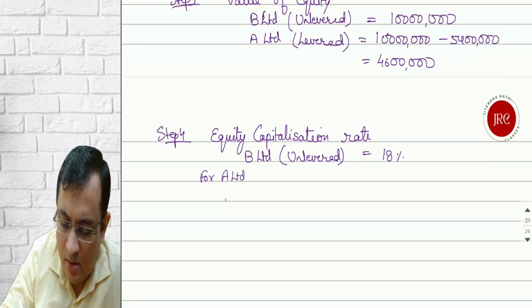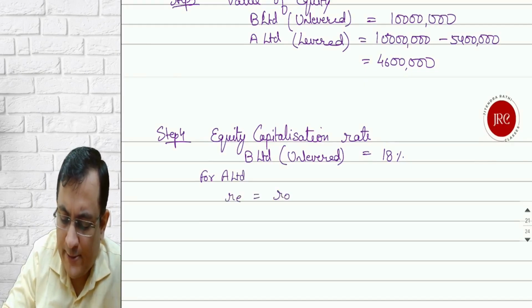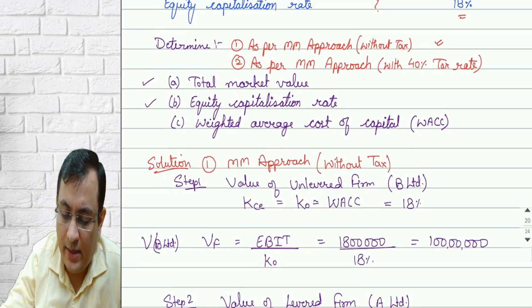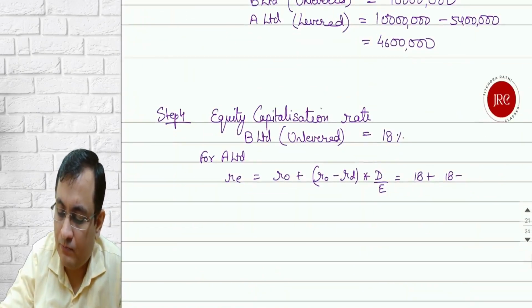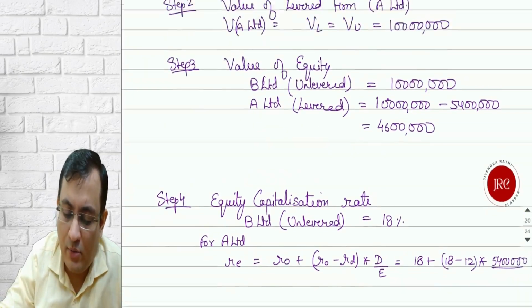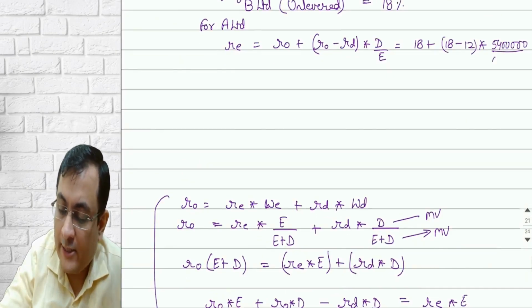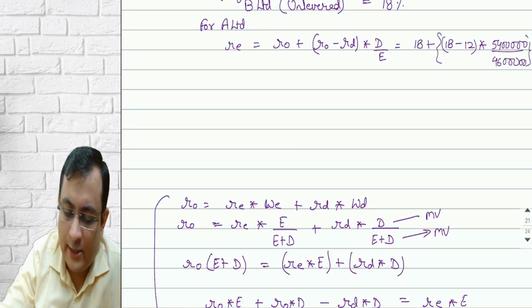For A Limited, RE equals RO plus RO minus RD multiplied by D upon E. So this is equal to 18 plus 18 minus, what is the rate of interest? 12%. 12 multiplied by, what is the value of debt? 54 lakhs. What is the value of equity? Market value of equity we have already got 46 lakhs in step number 3. 46 lakhs. Let's solve this.